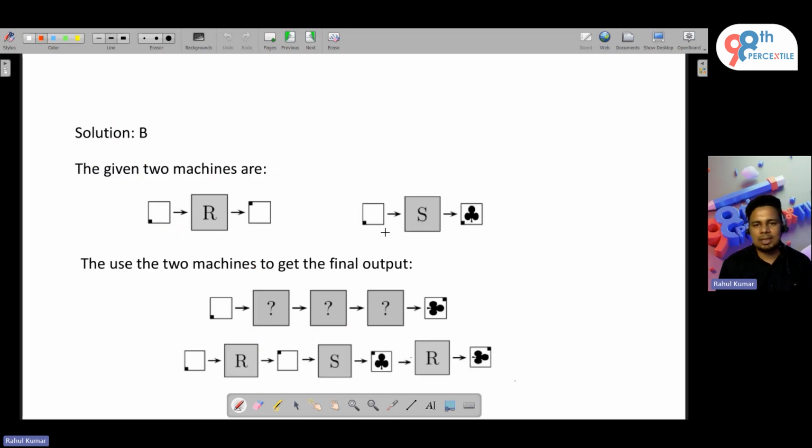So this is what R is doing. This is what S is doing. To use the two machines to get the final output, we need to use them like this. First we are putting it into R, we'll get this one. Now we are putting it into S, we'll get this one. Now we are putting into R and we'll get this one. So R, S, R, option B is correct here. Okay, thank you.